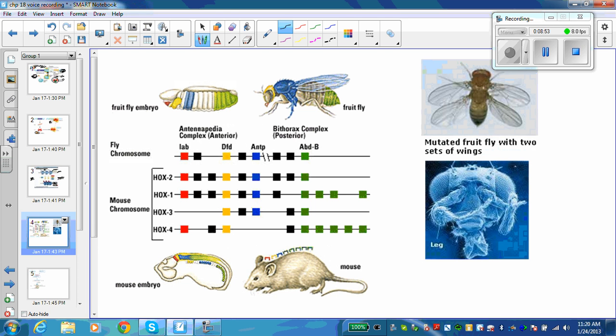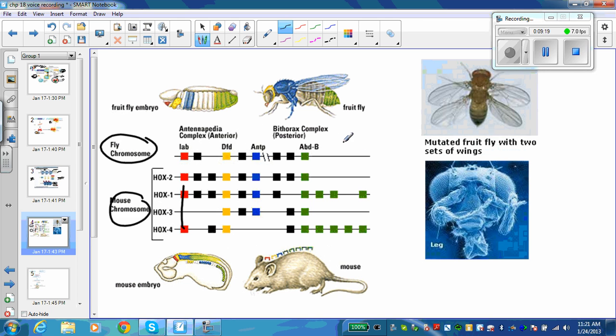What you're looking at here is a fly's chromosome and a mouse's chromosome. So we've got an invertebrate and a vertebrate, an insect and a mammal. You're looking at the Hox genes here, so we've got 1, 2, 3, and 4. And here we have common Hox genes. In mice, there are multiple copies. In fruit flies, there are only maybe 1 or 2 of certain types of genes that control body plan.